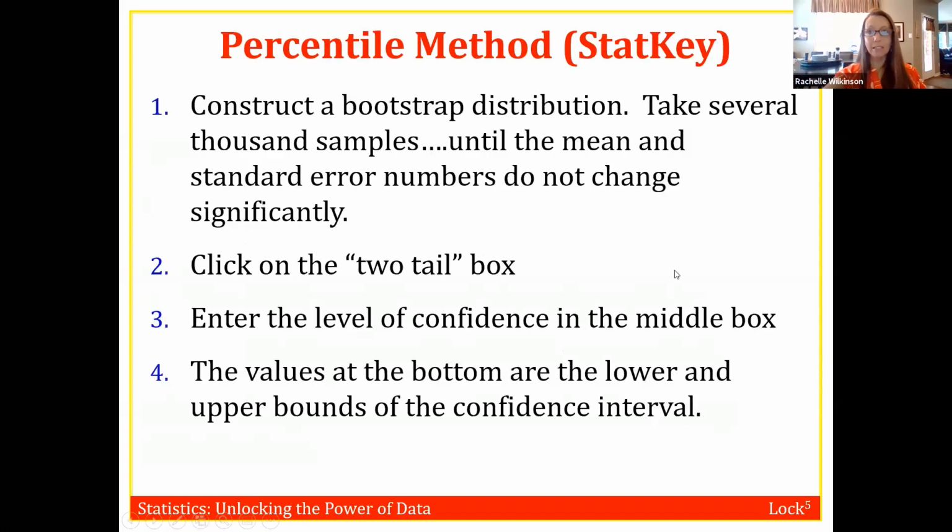So in practice, when we're doing this in StatKey, you're going to love this method in StatKey because it's actually even easier than doing the standard error method. So I'm going to go back to StatKey so I can show this to you here.